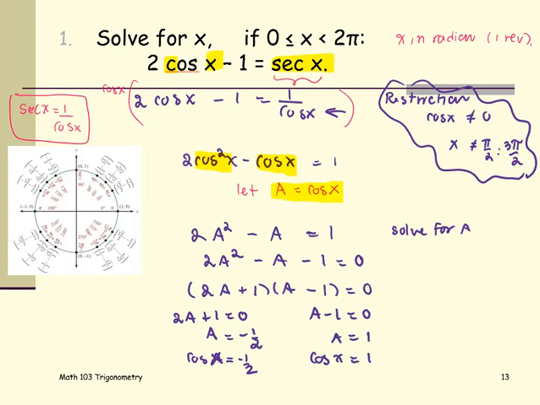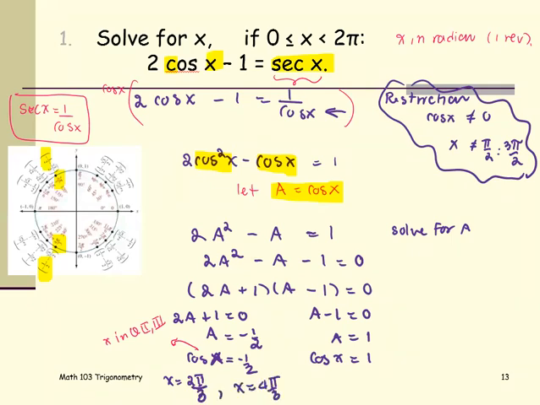Cosine x is -1/2. As an angle, x must be in the second quadrant and the third quadrant. The cosine x is the first coordinate of the ordered pair on the unit circle. As the first coordinate is -1/2, the angle in radians is 2 pi over 3. For the third quadrant, the angle will be 4 pi over 3. So we get two solutions for the first equation: x equals 2 pi over 3 and x equals 4 pi over 3.